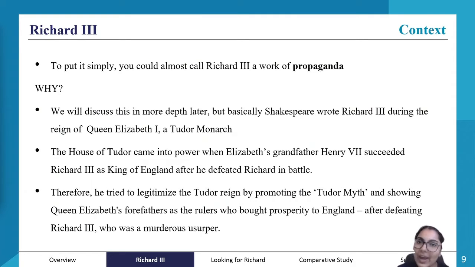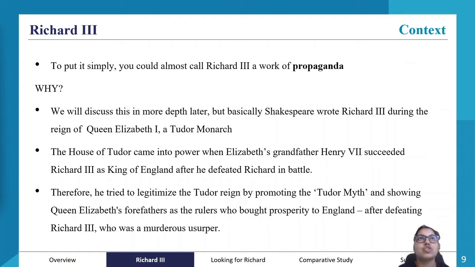So why is it that Richard III is inaccurate? Why do we call it a work of propaganda? We will be talking about this, and this is a key idea when you talk about authorial purpose for Shakespeare. It's this notion that Shakespeare wrote Richard III during the reign of Queen Elizabeth I, who was a Tudor monarch. She and her family came into power, the House of Tudor came into power when Elizabeth's grandfather, Henry VII, succeeded Richard III as the King of England after he defeated Richard in battle.